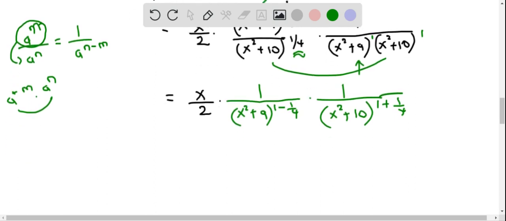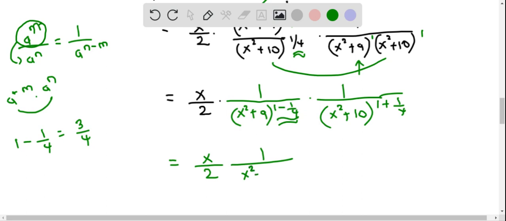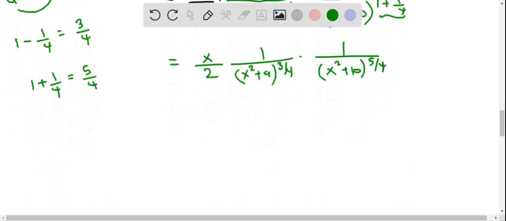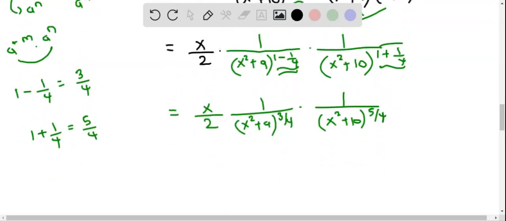Let's simplify this further. So this becomes x over 2. Now we have to simplify this fraction, 1 minus 1 by 4, and this basically equals 3/4. So I'm going to put 1 over (x squared plus 9) raised to the power of 3/4, and then multiplied with (x squared plus 10), and we have to add this fraction, that is 1 plus 1 by 4, and this equals 5/4. So I put 5/4. Now we can consider this as the derivative of y. This is one form of the answer.